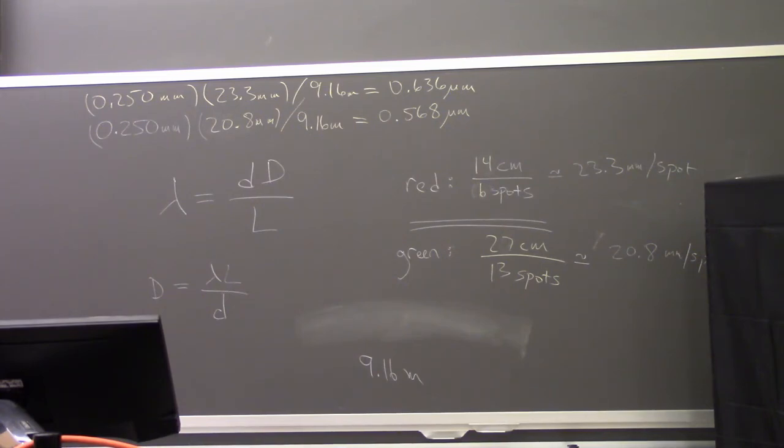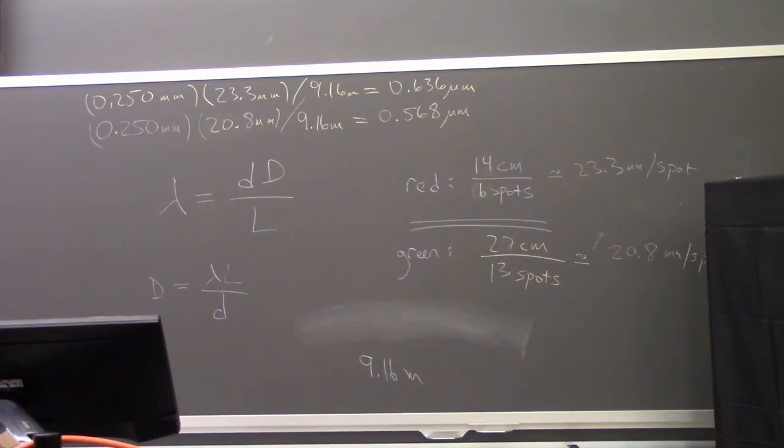And then the wavelength that we infer is the slit distance, little d, times the spot distance, big D, divided by the distance from the slits to the screen, which is big L. Big L is 9.16 meters. Little d is 1/4 of a millimeter. Big D is what we measured by counting spots. For the red case, I got 23.3 millimeters. So you take 0.250 millimeters times 23.3 millimeters divided by 9.16 meters, and that gave me 636 nanometers, or 0.636 micrometers, which I think is pretty good. For a helium neon laser, in real life, the established answer is 630 nanometers. So we probably did a little better than we deserved to, given our imprecision counting spots.